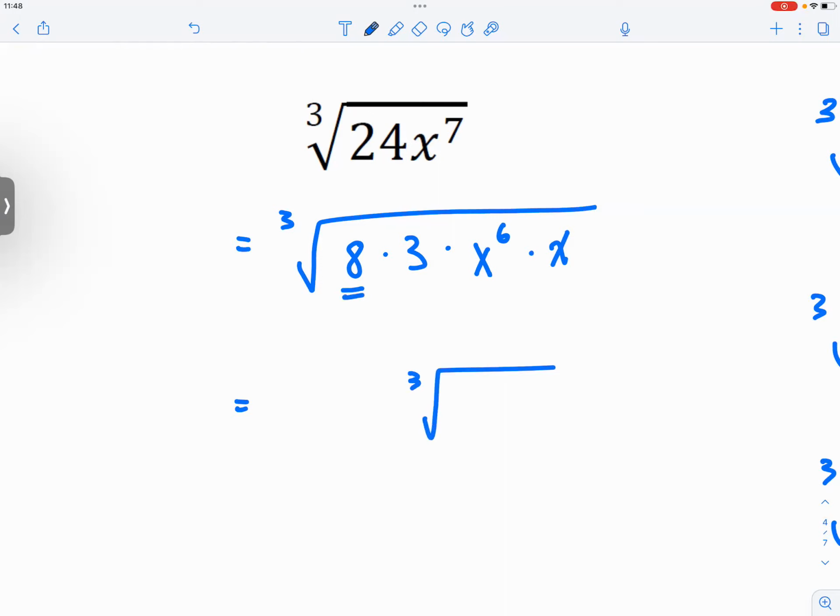And we say, what's cube root of 8? That is 2. What's cube root of 3? Well, same, nothing changes. What's cube root of x to the 6th power? X squared. And what is cube root of x? Cube root of x. That's it.